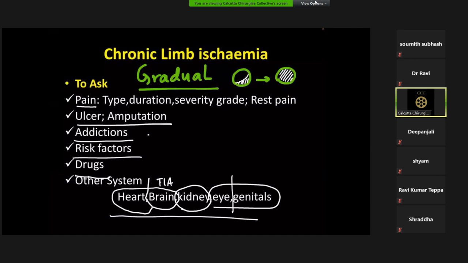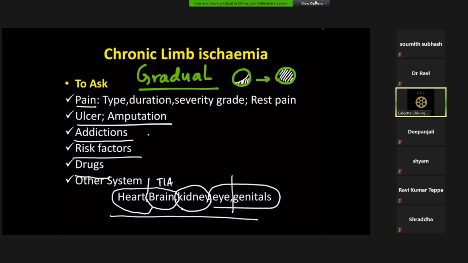That obviously means that the patient is going to have a history of claudication, a specific type of pain that occurs with a slow onset. The grade of severity will vary because the more the block, the more severe it is. And at the end of the day, when it is absolutely chock-a-block, you will end up with rest pain. Along with that, when there is decreased blood flow, there will be changes in the skin, effectively leading on to an ulcer, which may end up in an amputation.